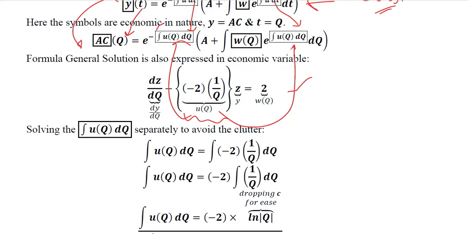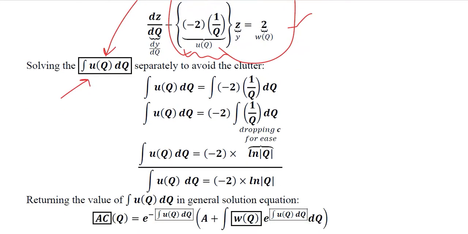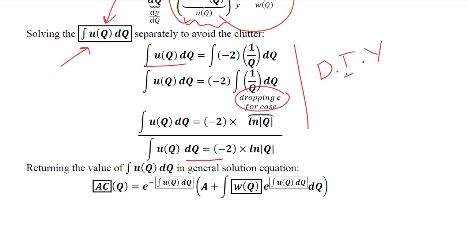And since we are to take the integral, it's better to do it in a clean way and integrate it separately and then see what the answer is. You can do this integration by yourself, it's easy to do. The only important thing to note is that we are dropping the constant of integration to keep things easy. After doing this simple integration, you will get the answer of the integral of uq, which you can put back into the formula so that we get to the solution.